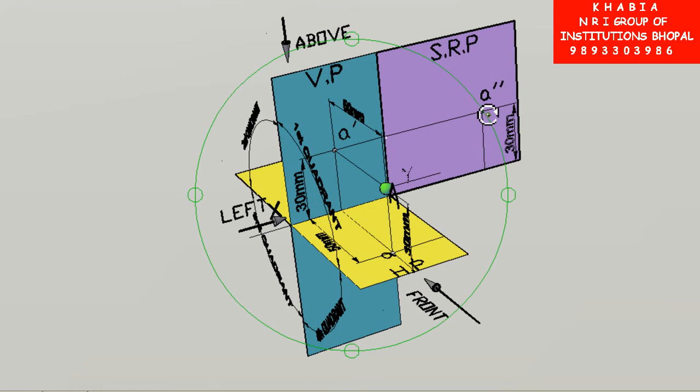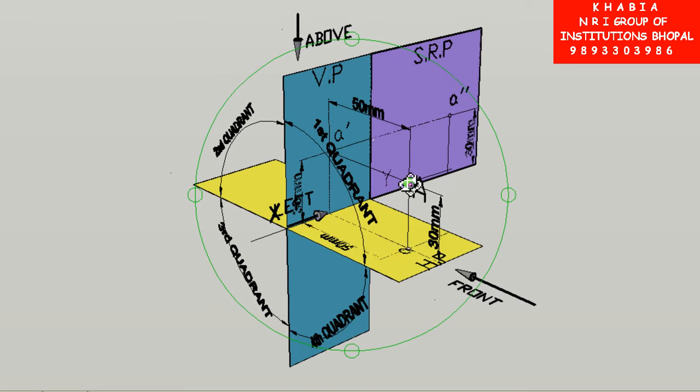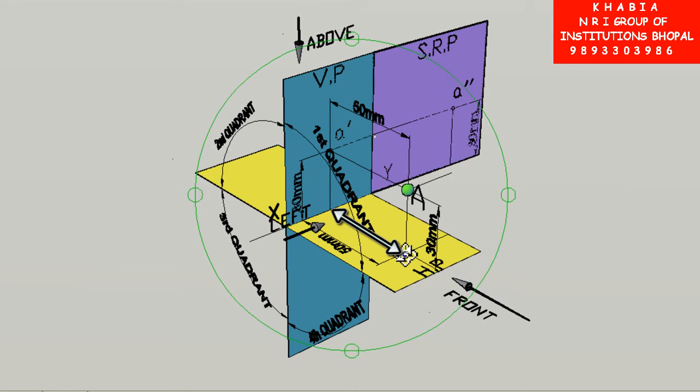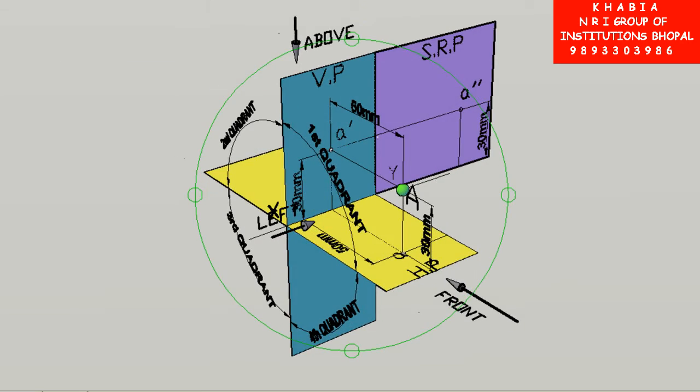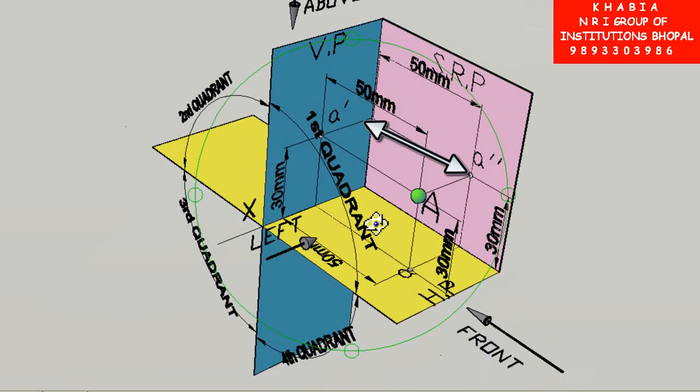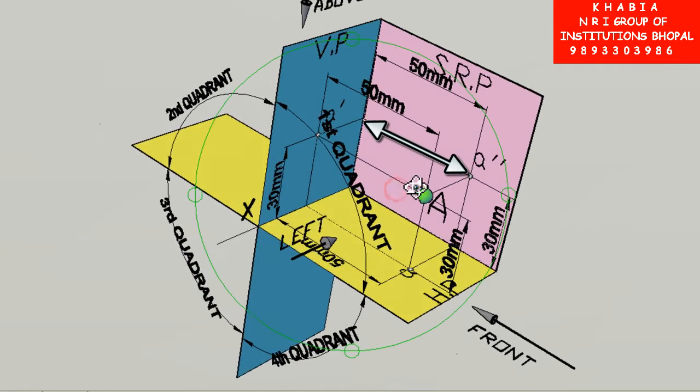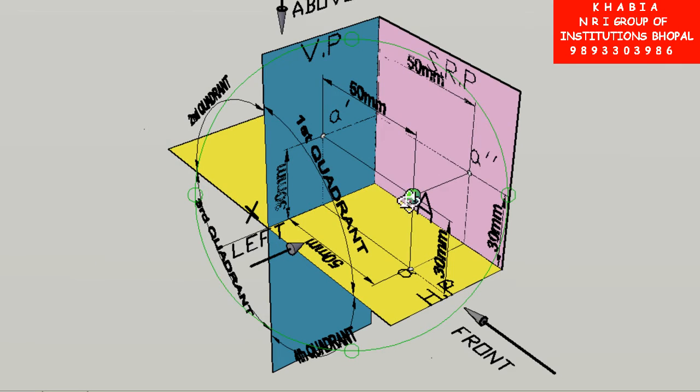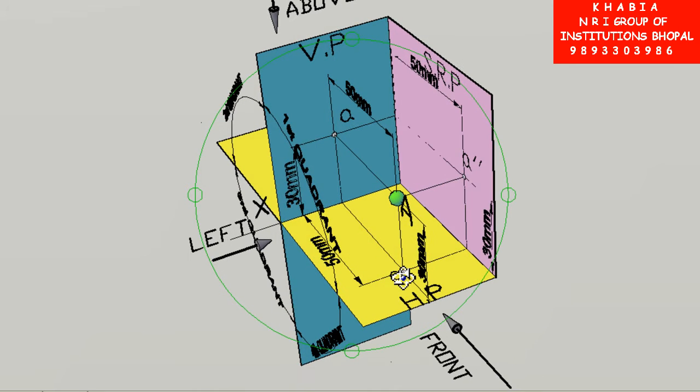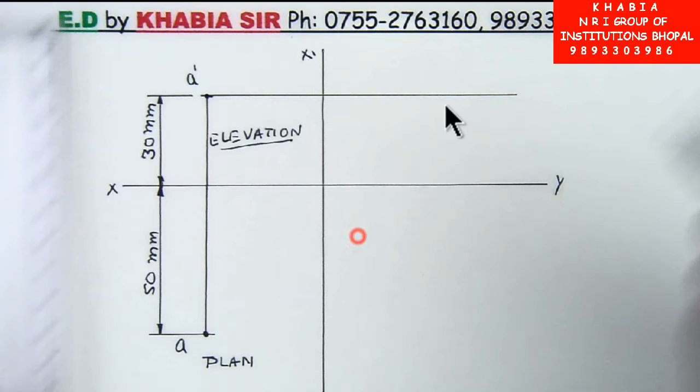From the 3D model it is very clear that the distance of the side view from the side reference line is equal to the distance by which the point is in front of VP, which is equal to the distance by which the top view of the point is in front of the reference line. In other words, you can say that the distance of the side view from the side reference line is equal to 50 mm because the distance of the point from VP is 50 mm and because the top view is at a distance of 50 mm from the horizontal reference line.